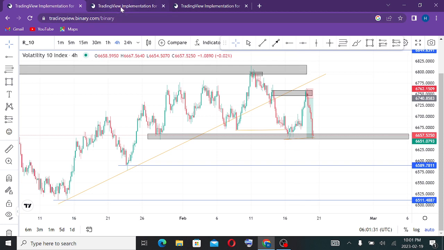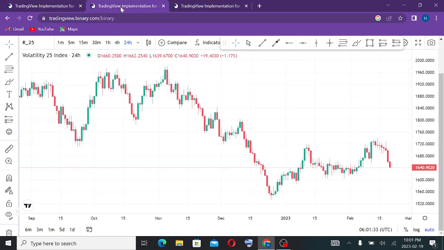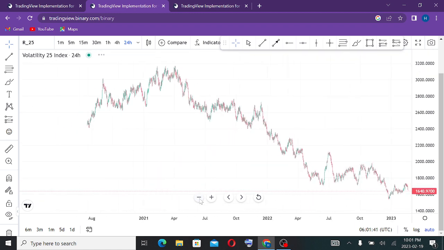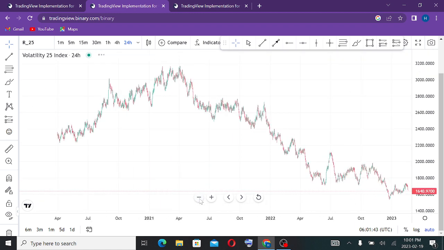Now let's move over to the volatility 50 index. On the volatility 50 index, the first thing I had to check was the trend. I looked at the trend and I was like, okay, not looking bad. We are on a downtrend.